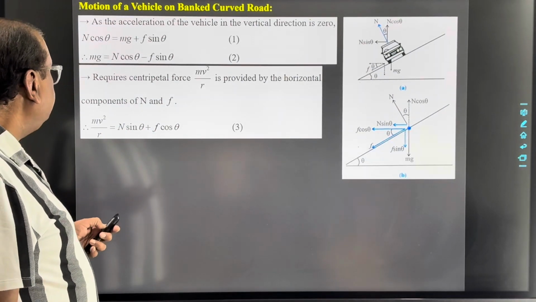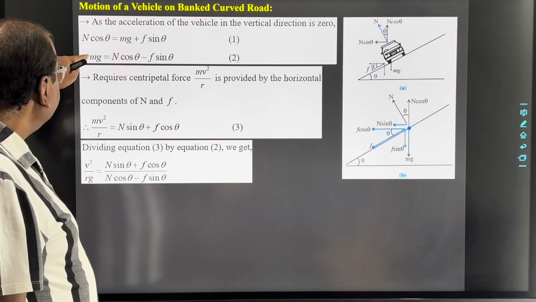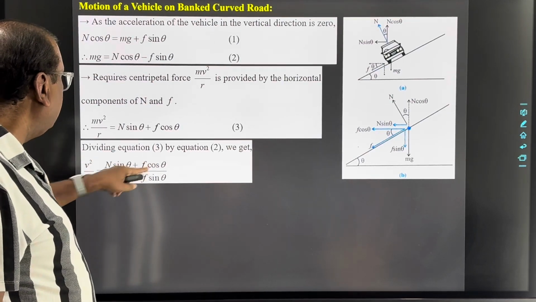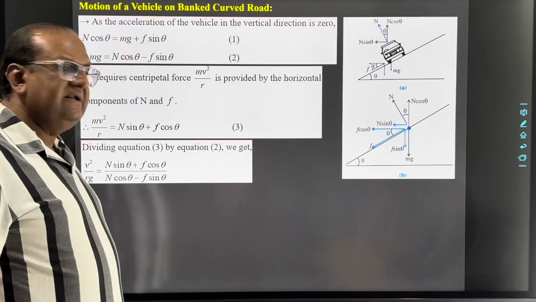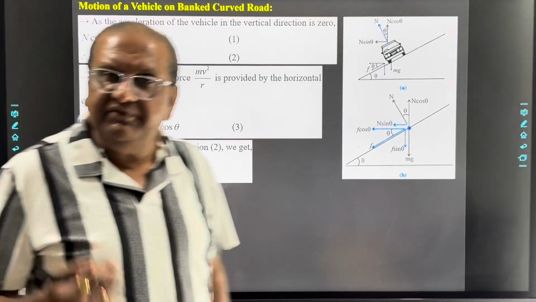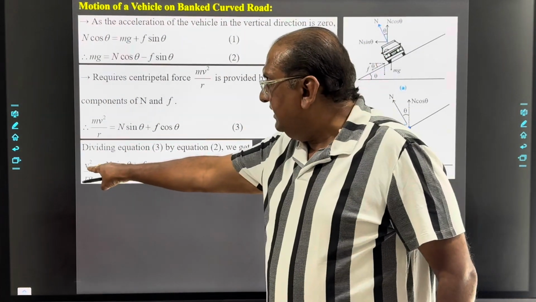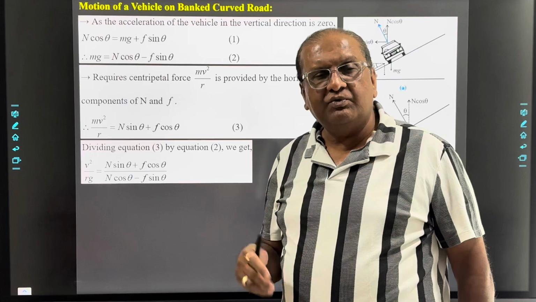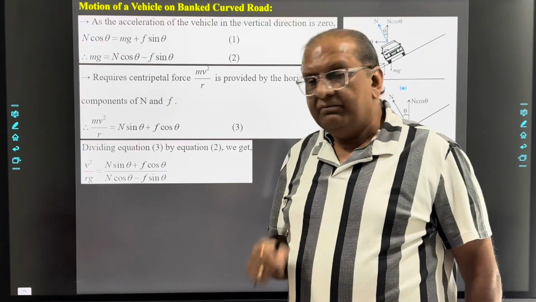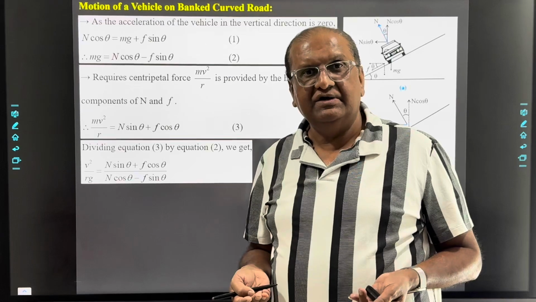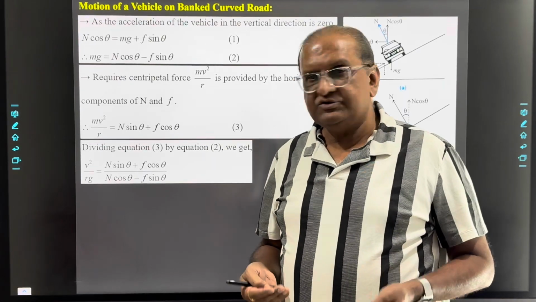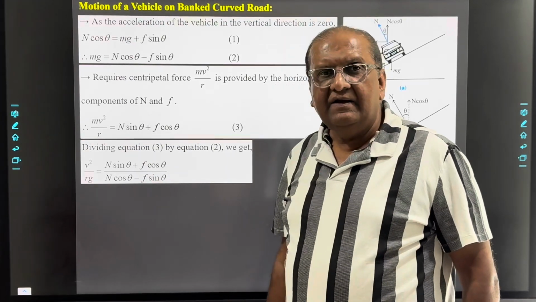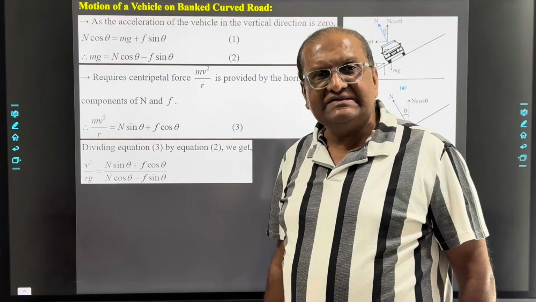Now take the ratio of equation 3 and equation 2. m will be cancelled, so we get v square upon Rg is n sin theta plus f cos theta upon n cos theta minus f sin theta. Now if v increases, then definitely F also increases to provide the required centripetal force. But F can be increased only up to a certain limit. So for the maximum safe speed Vmax, we can take F equal to Fs maximum.